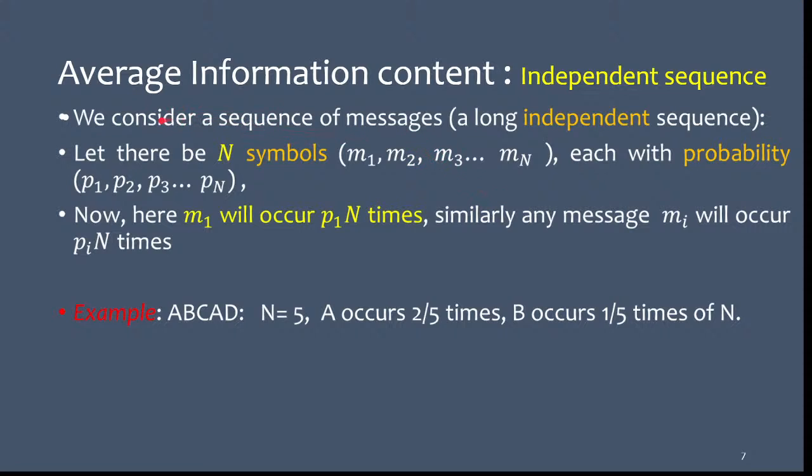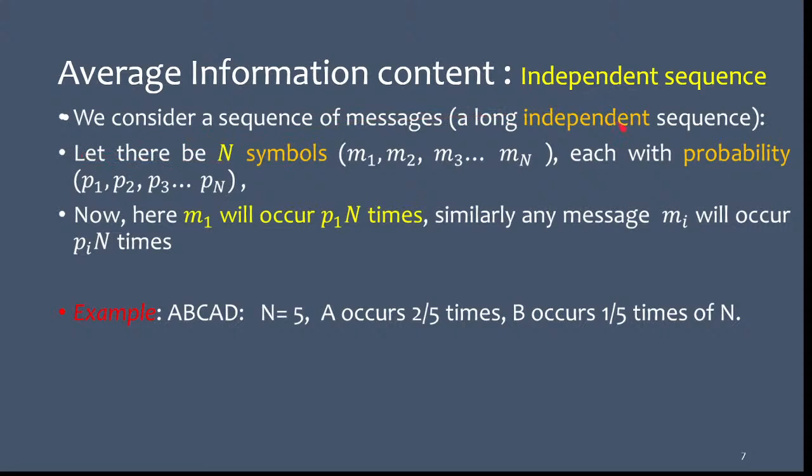Okay, you see here. The average information content of the independent sequence. So now we are considering the first case, that is, this is an independent sequence. So we consider a sequence of messages. So let this be a long independent sequence. For example, a camera that generates different photos, maybe a video stream consisting of multiple photos or snapshots, or a teletypewriter producing different texts or different alphabets.